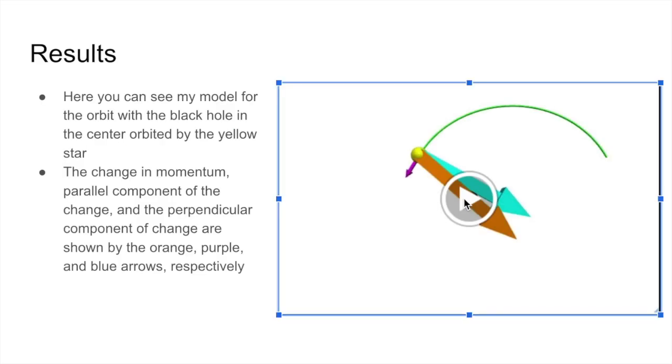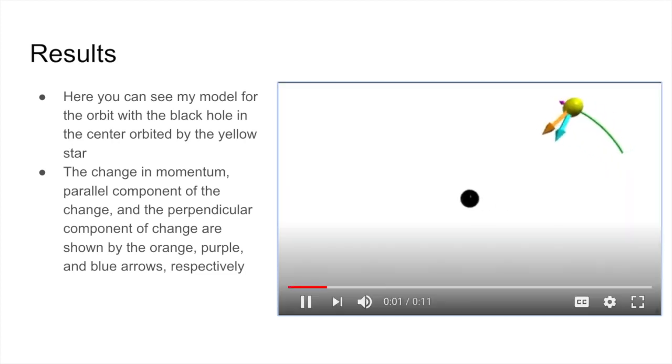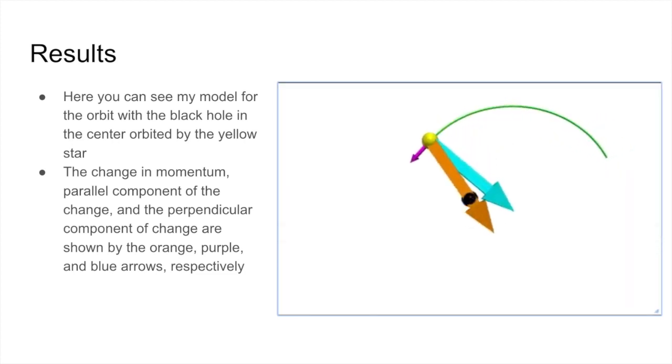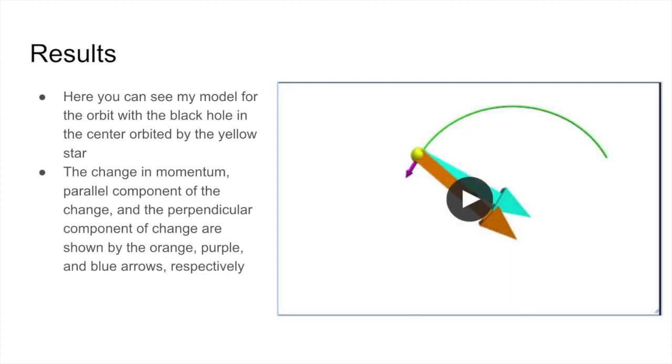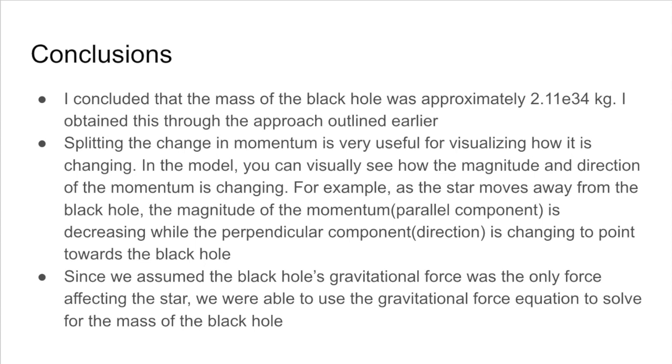The change in momentum, parallel component of the change, and the perpendicular component of the change are shown by the orange, purple, and blue arrows respectively. The arrows are changing in size and direction throughout the orbit because the magnitude and direction of the force on the star and the motion of the star are changing throughout the orbit. I concluded that the mass of the black hole was approximately 2.11 E34 kilograms. I obtained this through the approach outlined earlier.